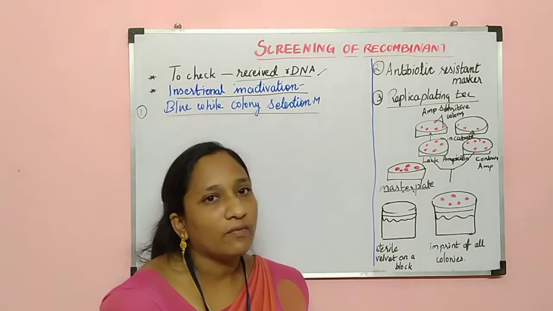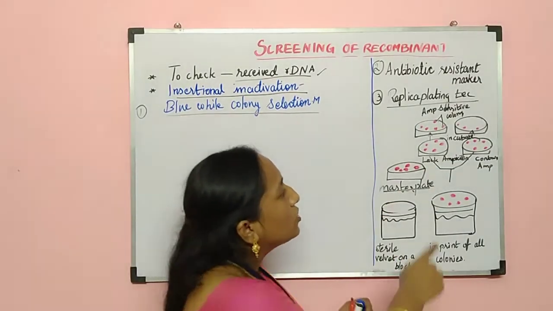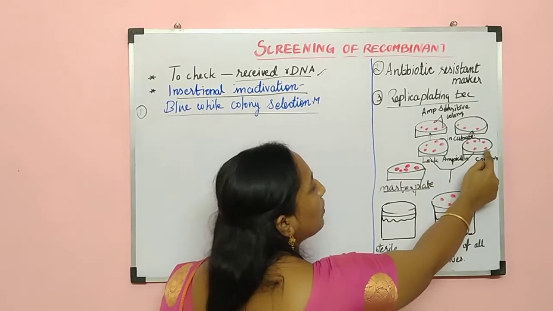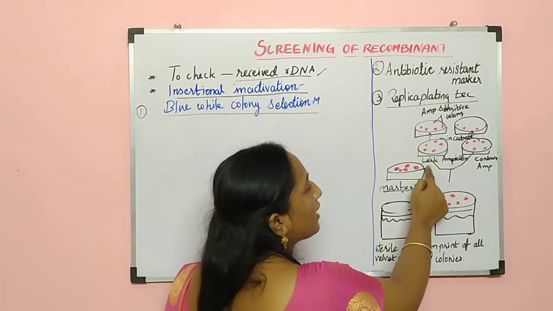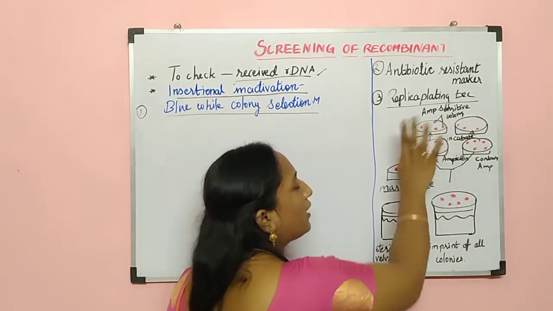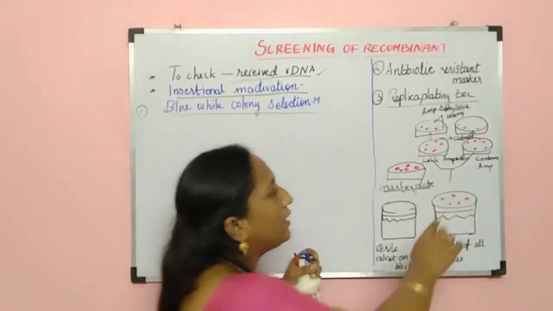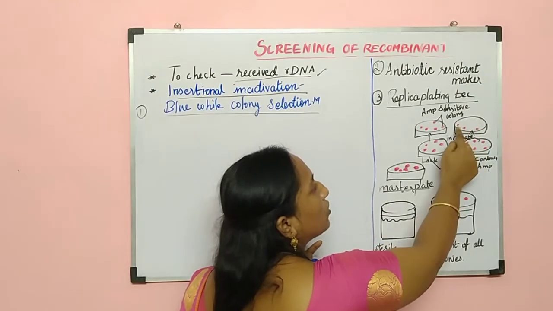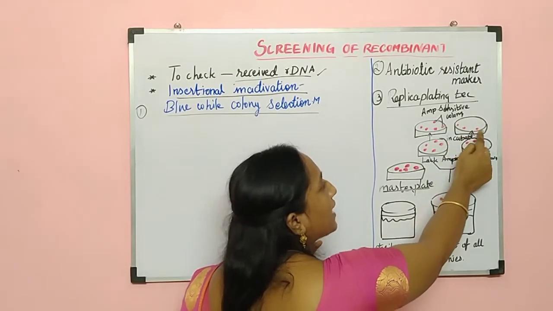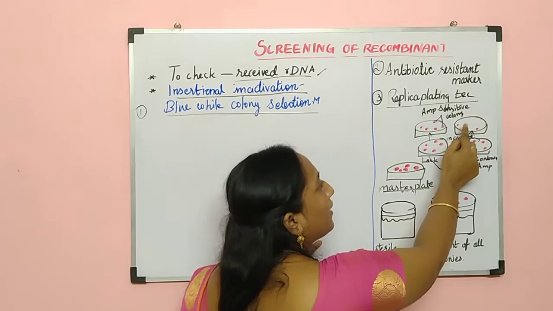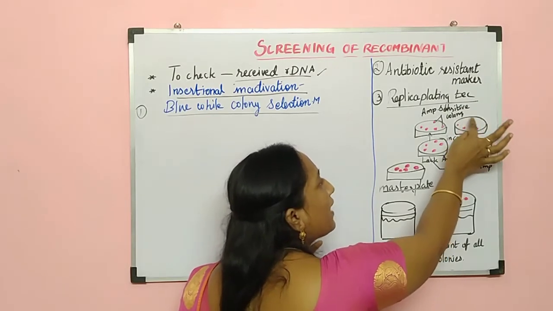Now we are going to check which will be growing. Here this will be containing ampicillin and this is not having ampicillin. So all the colonies will be growing without any disturbance. But here, it is having the ampicillin, so this will be growing. So this will be called the replicated DNA.